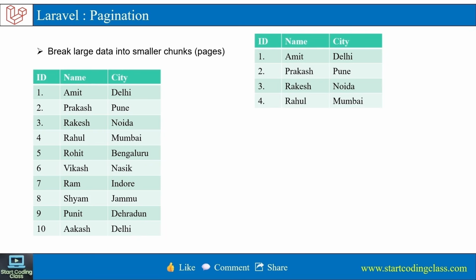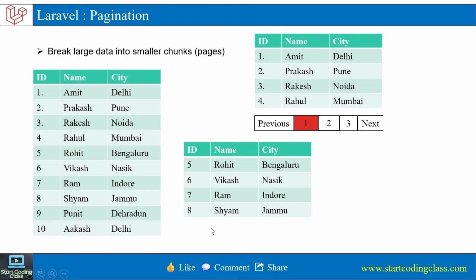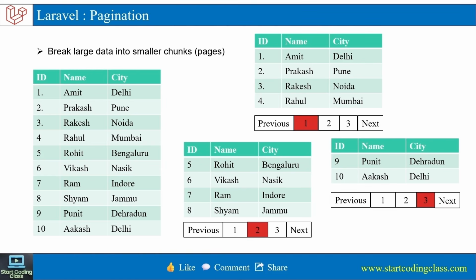In the first page, it will be like 1 to 4 records. Suppose you are showing 4 records on the first page, and the pagination looks like this: there is a previous button, a next button, and in the middle 1, 2, and 3. Suppose you have 10 records, so it will be in 3 pages. First page 1 to 4, second page 5 to 8, and third page 9 to 10. So this will reduce the load on the database and it looks better on your web page also.